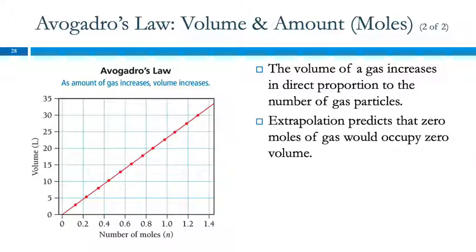So here we have a graph. The volume of a gas is proportional to the number of moles. So if we double, say from here, from 0.4 to 0.8, if we double the number of moles, then we double the volume. If we take this information and extrapolate to 0, it predicts that 0 moles of gas would occupy 0 volume. Well, that seems reasonable. A container with nothing in it could have zero volume.